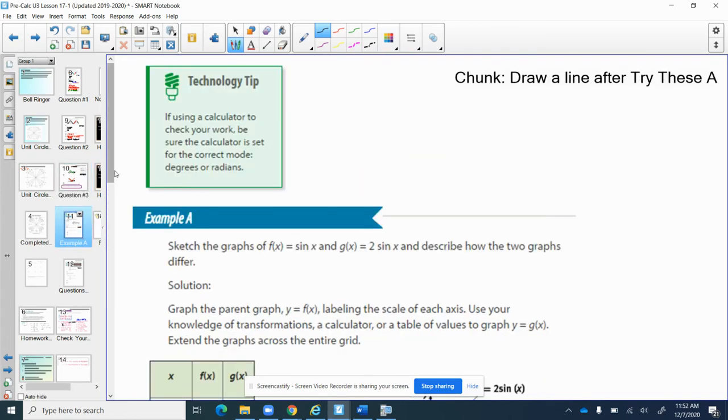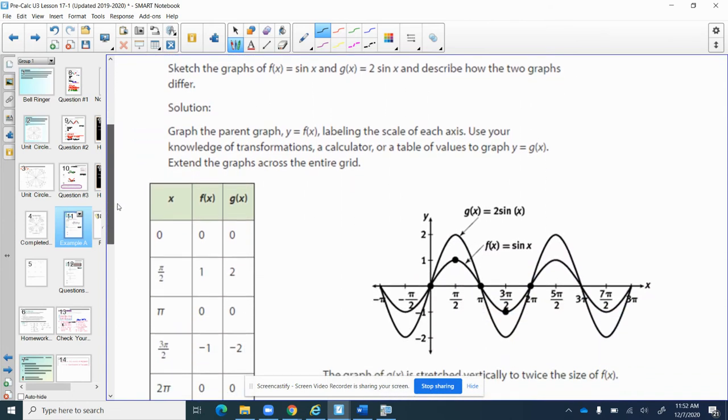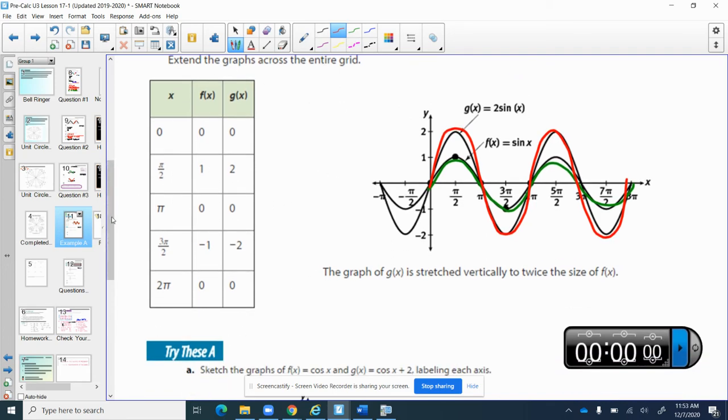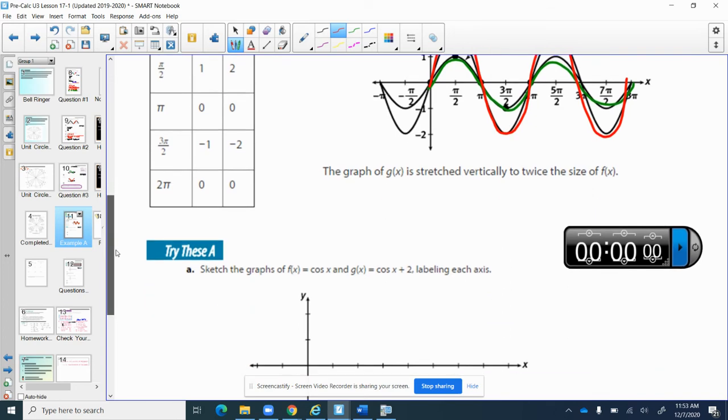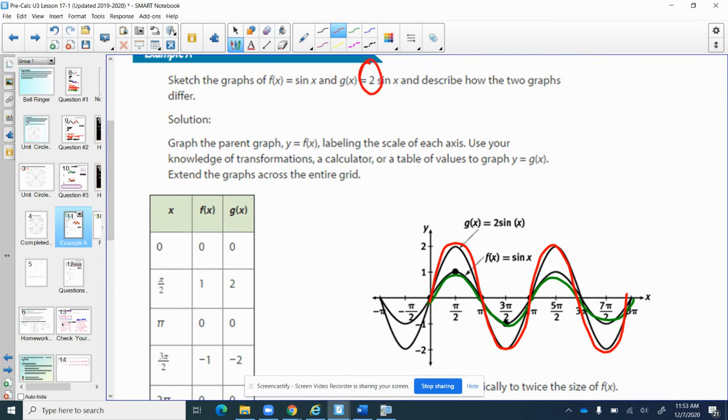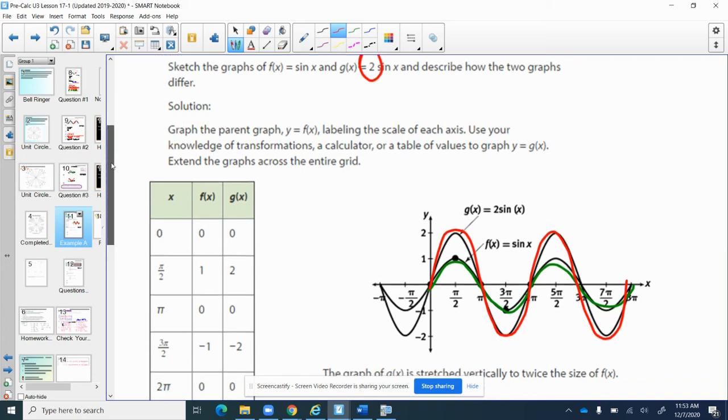From there, we can use the parent functions to help us look at translated graphs. Notice here we have our original parent function of sine of x. And notice we are changing the amplitude into 2 sine of x, right? So it's twice the size of our original parent function, and looking at the graph and the table, you can see that value as well. What's basically happening is we are changing this parameter out front, which is going to stretch our graph vertically so that the amplitude is changing.